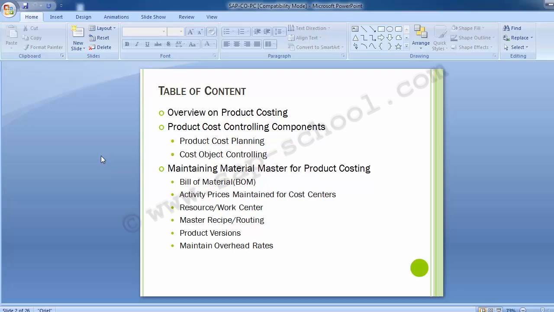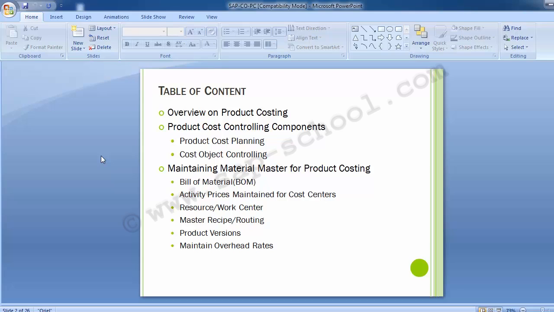As a part of material master, it includes bill of material, activity prices maintained for cost centers, resources or work center, master recipe or routing, product versions, and maintain overhead rates.